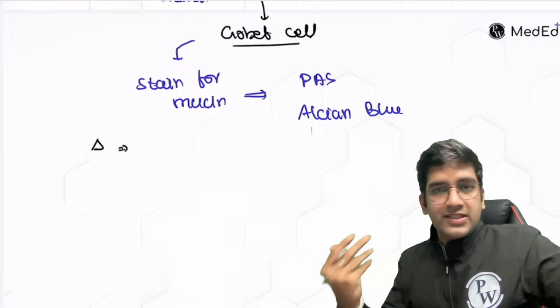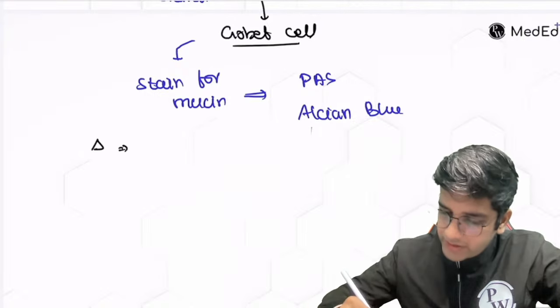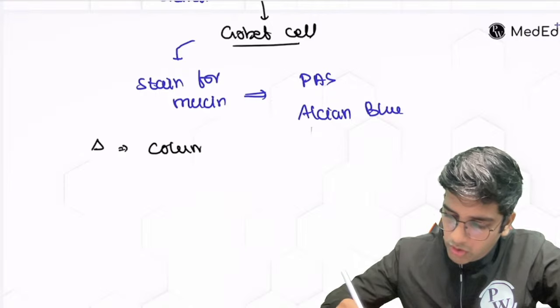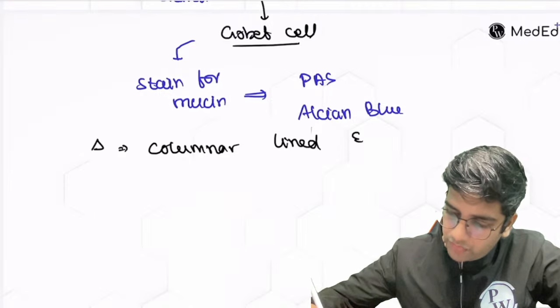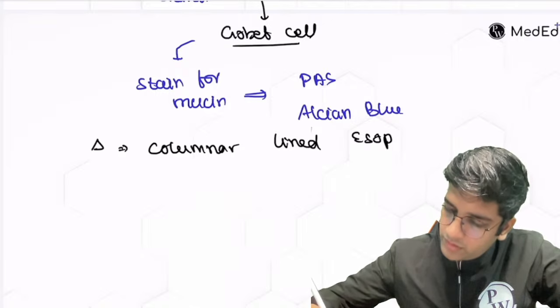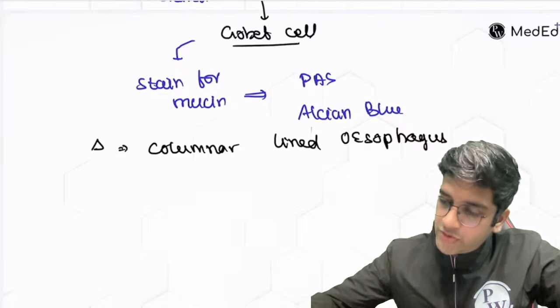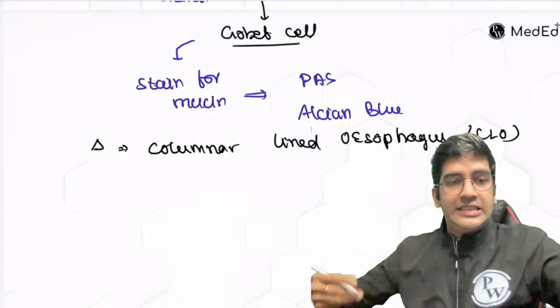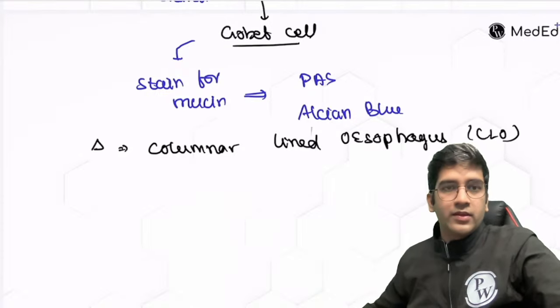Generally, when I'm going to see a Barrett's esophagus in a microscopy, I don't write it as Barrett's esophagus. The way for me to write is columnar lined esophagus. It's oesophagus, right? That's how the technical terms come. So write CLO. That's the classical way of writing columnar lined esophagus.